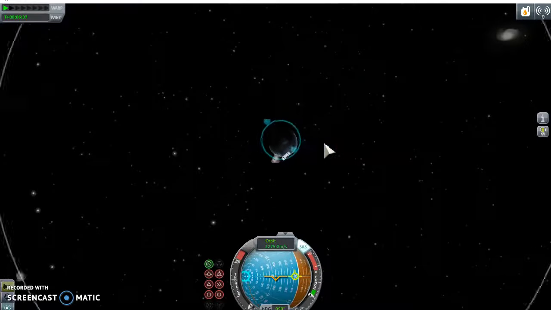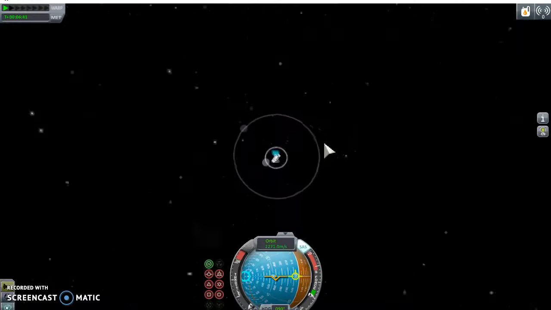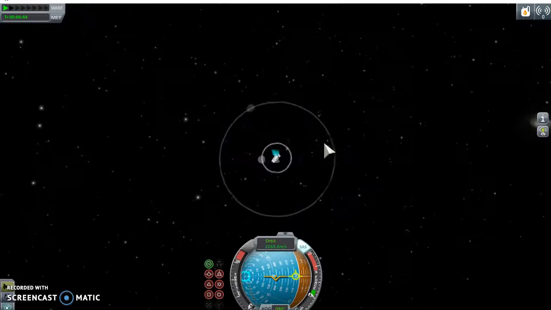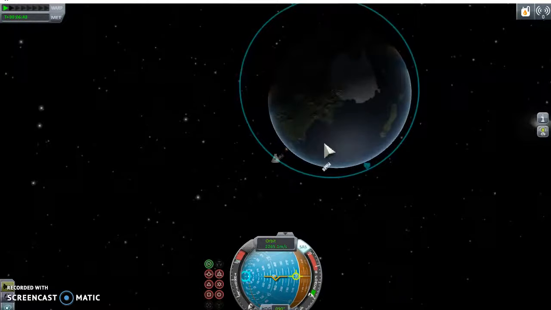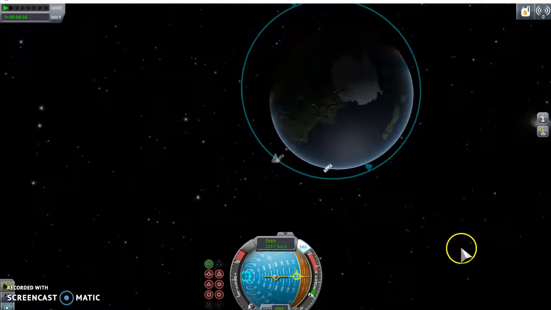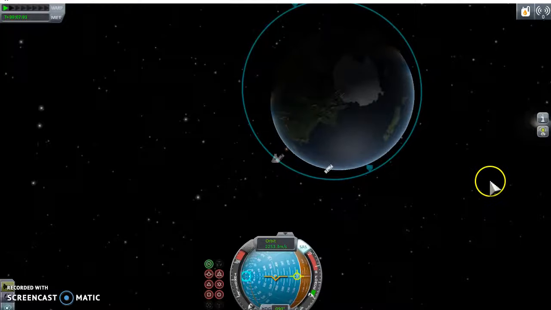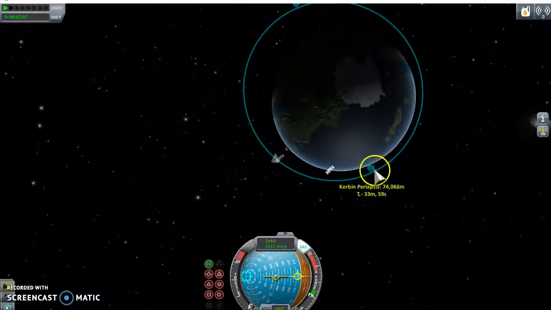Oh, and it's the opposite if you want to go farther out. You want to blast your engines when you're moving prograde, so you'll exit prograde and it'll give you an orbital boost outwards.